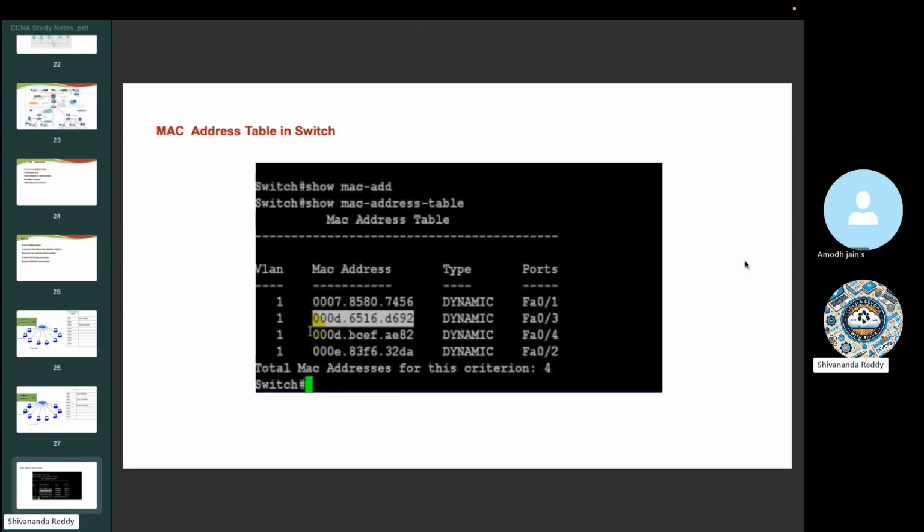How do we see whether a MAC address is there or not, and which MAC address is there? We can connect to the switch and view the MAC address table: type show mac-add, or show mac-address table. If you type like this, it will show us the table, which MAC addresses are there and which port they are connected to.